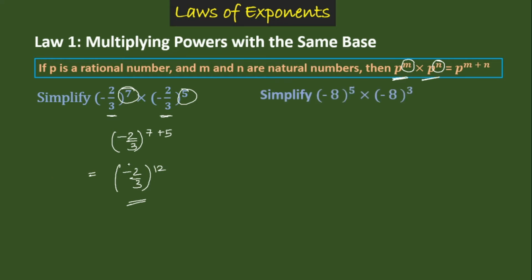Let's solve another question. Here you have to simplify this: (-8) raised to the power 5 multiplied by (-8) raised to the power 3. In this question also you have the same base. So what you will do? You will simply add these powers. So you will get (-8) raised to the power 5 plus 3. In the next step you will get (-8) raised to the power 8, when you add 5 plus 3 you get 8.